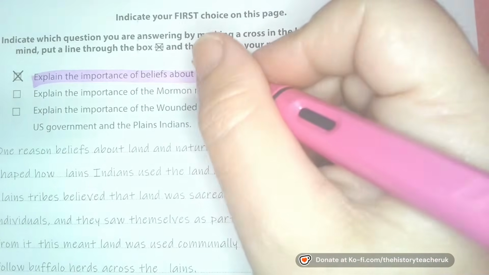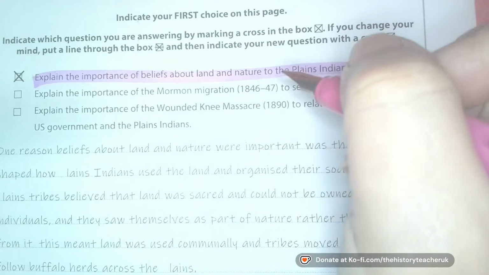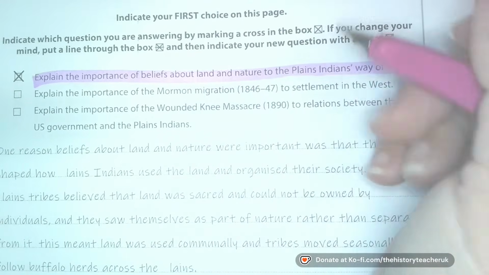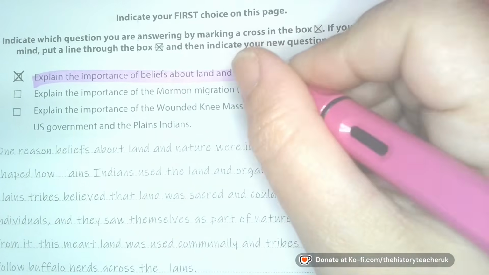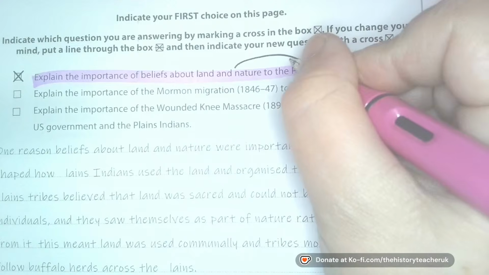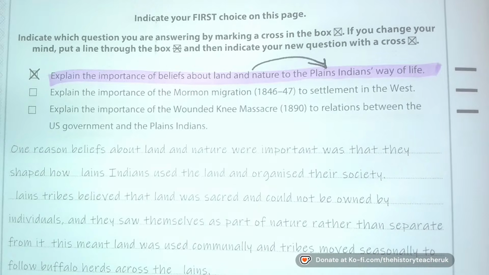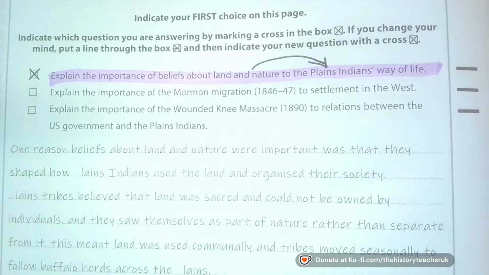So this one's a little bit of an unusual one. The reason I've included this one is because they haven't had, I can't remember if it's any or hardly any, questions about the Plains Indians' way of life, and they do tend to fill gaps in their questions. If they haven't had any questions about certain topics, they do tend to fill it using these explain the importance questions. So there is a good chance that if they're trying to fill a gap in the spec, this is where they will come up.